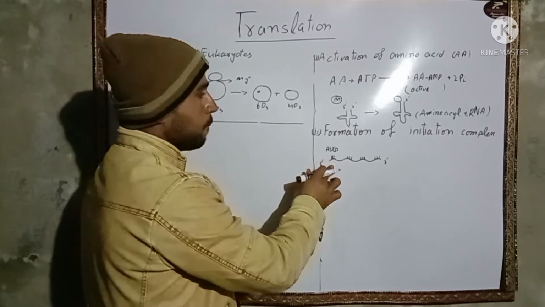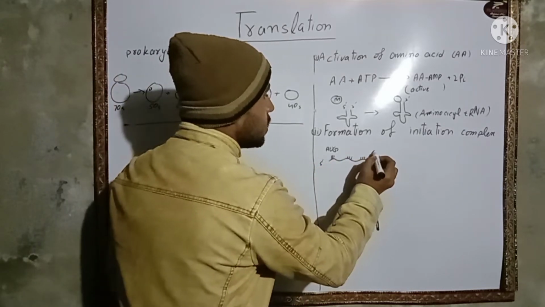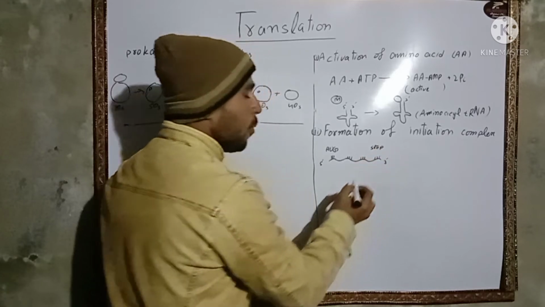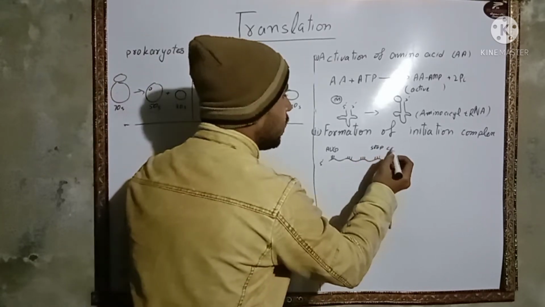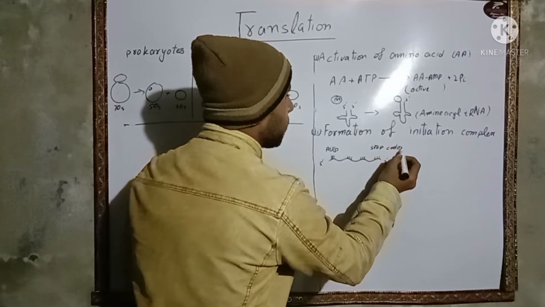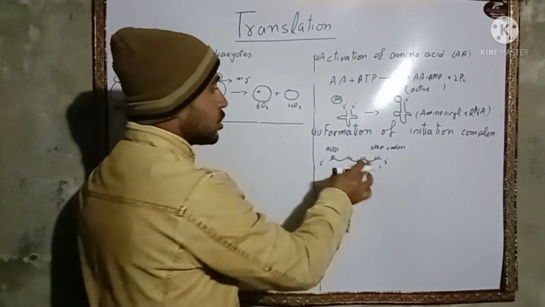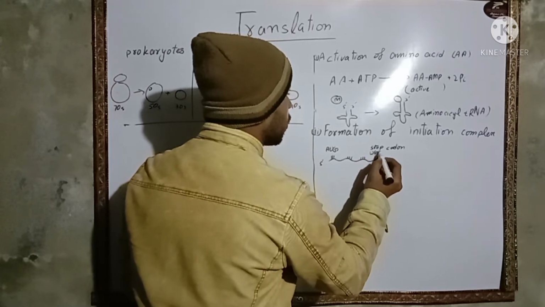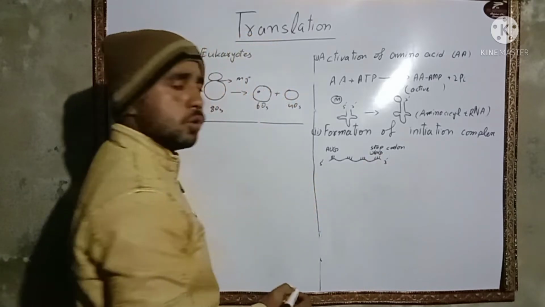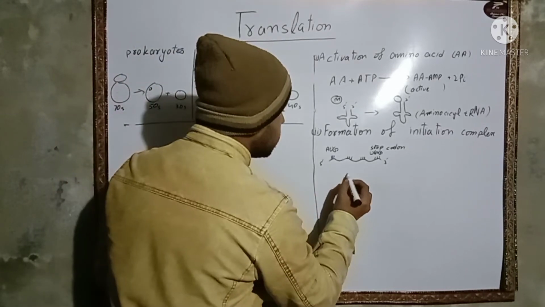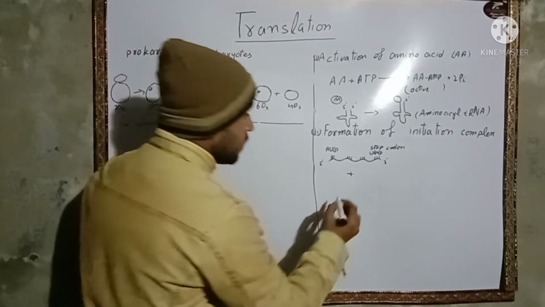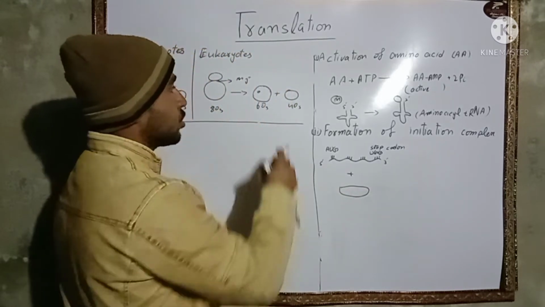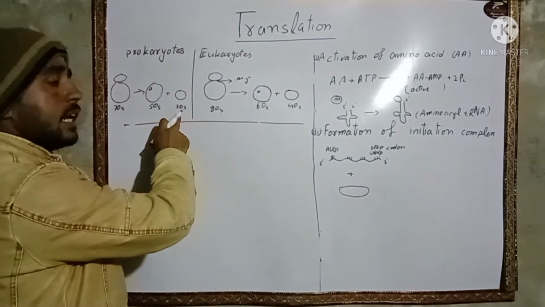This is the first codon, and this is the stop codon. The stop codon is present at the end of the messenger RNA. The sequence of the stop codon will always be uracil, guanine, and guanine. Okay, and second is the small part of the ribosome. This is the small part of the ribosome, like this or like this.